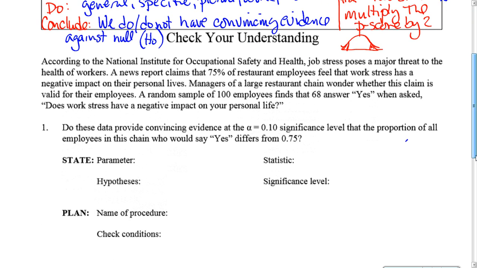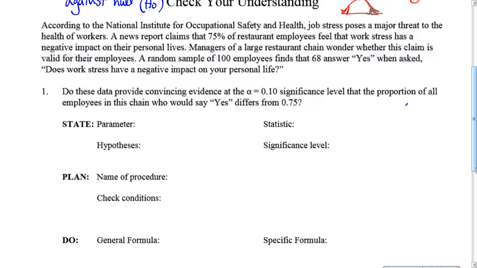According to the National Institute of Occupational Safety and Health, job stress poses a major threat to the health of workers. The news report claims that 75% of restaurant employees feel that work stress has a negative impact on their personal lives. Managers of a large restaurant chain wonder whether this claim is valid for their employees. A random sample of 100 employees finds that 68 answer yes when asked, "Does this work have a negative impact on your personal life?"